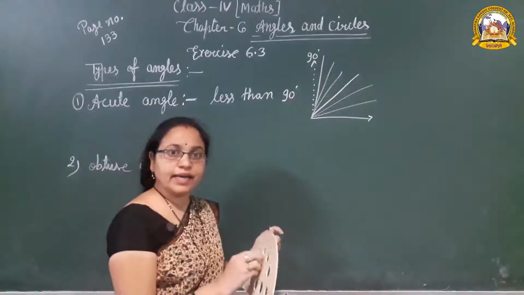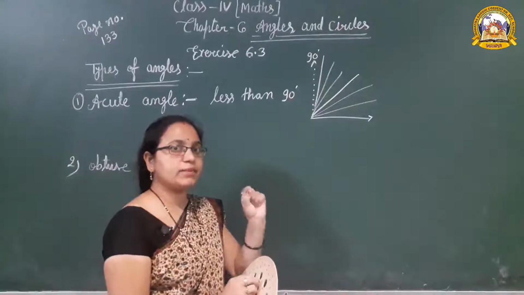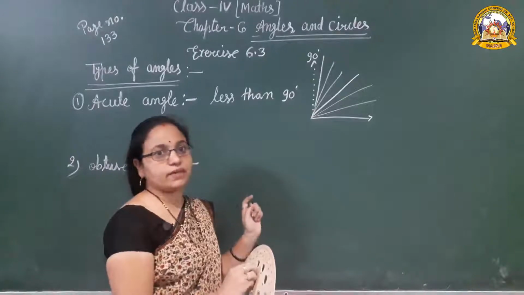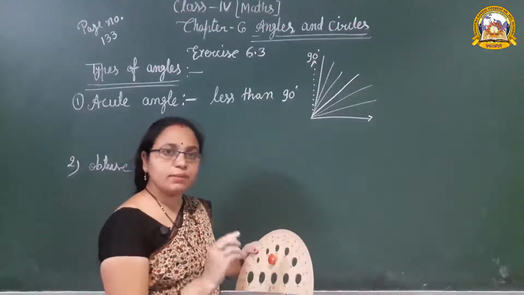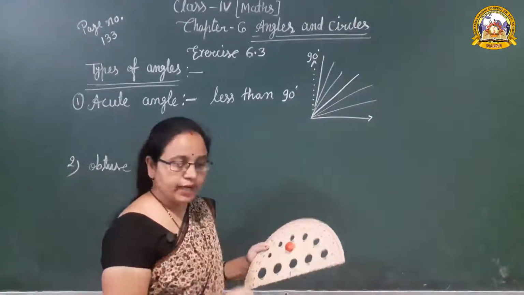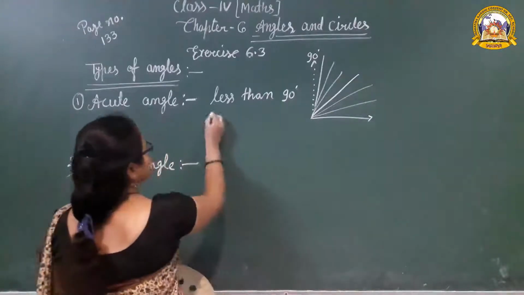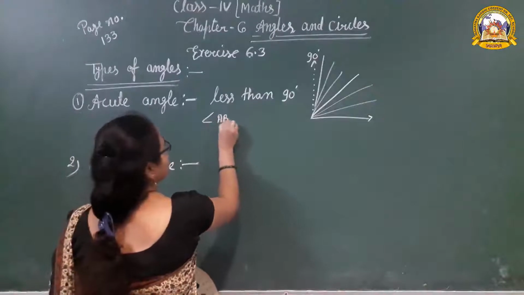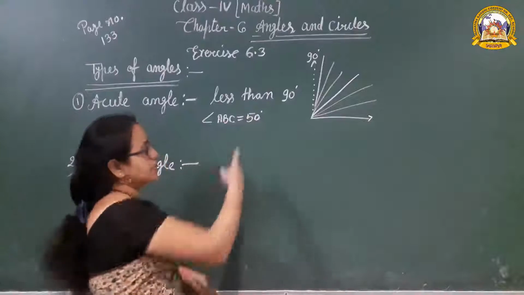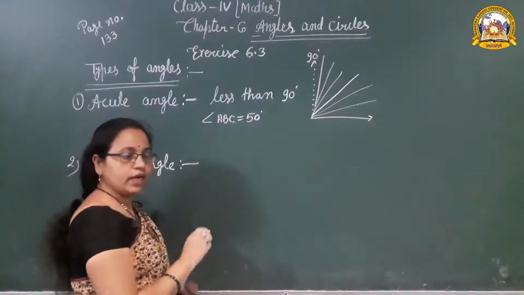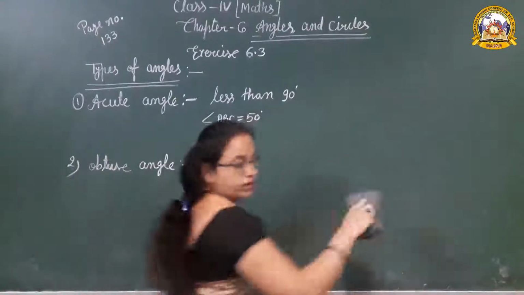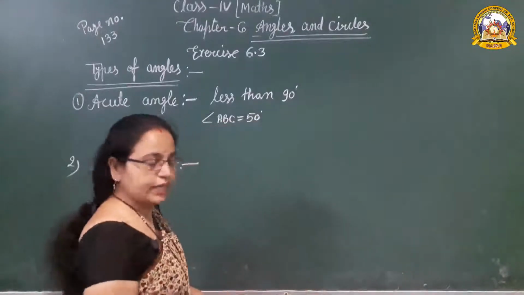When we measure an angle, suppose 89 degree भी अगर एक angle निकलता है, so that is also called an acute angle. Okay, so acute angle जितने भी होते हैं, all of them are less than 90 degrees. Suppose the angle ABC is equal to 50 degrees. So what is this? This is an acute angle.